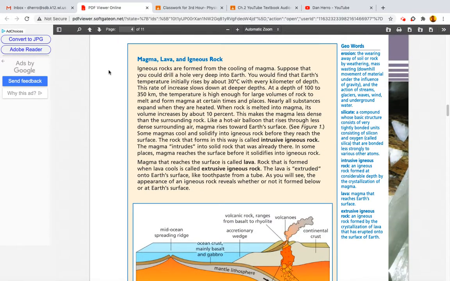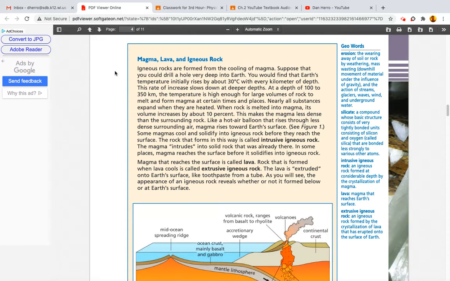Magma, lava, and igneous rock. Igneous rocks are formed from the cooling of magma. Suppose that you could drill a hole very deep into Earth. You would find that Earth's temperature initially rises by about 30 degrees centigrade with every kilometer of depth. This rate of increase slows down at deeper depths. At a depth of 100 to 350 kilometers, the temperature is high enough for large volumes of rock to melt and form magma at certain times and places.